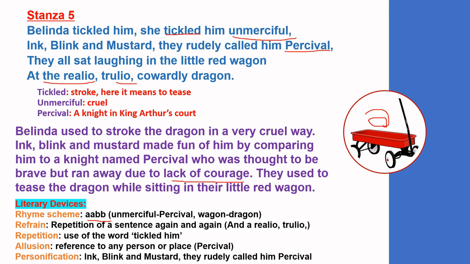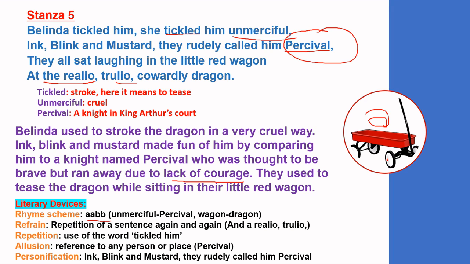Then you have another literary device coming in, allusion. It is reference to any person or place. So here, who is referred to? This person is referred to Percival. Who was Percival? Percival was a knight in King Arthur's court. So this is referring to a person. That's why it is an allusion.